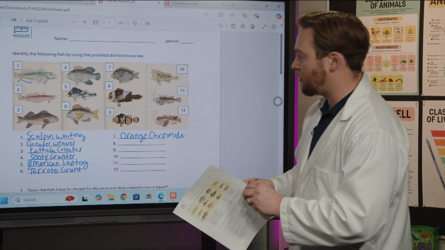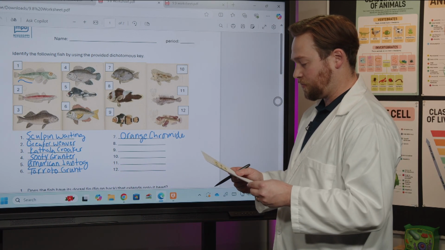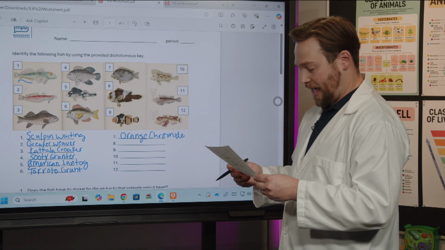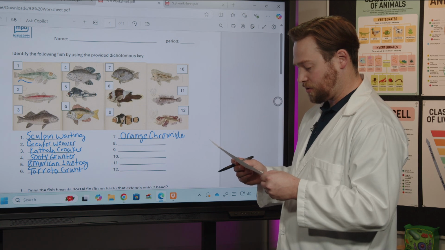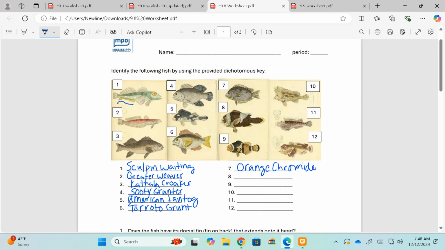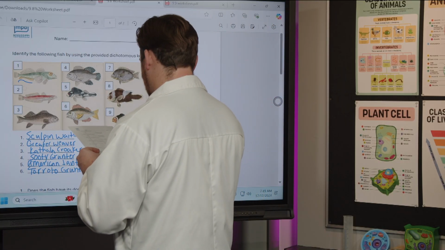Great. So I feel like we're getting the hang of these. Let's just finish this worksheet out real quick. All right, so we'll do 8 next. Does the fish have its dorsal fin that extends onto its head? No, go to 2. Does the fish have yellow fins? It does have a little bit of yellow on those fins. So it tells us to go to 10. All right, is the fish green? No, go to 11. Does the fish have yellow and red fins? No, go to 12. Does the fish have fins that are tipped with yellow or a yellow chin? They are tipped in yellow, just the little bit at the end there are yellow. So this is a type of clownfish.